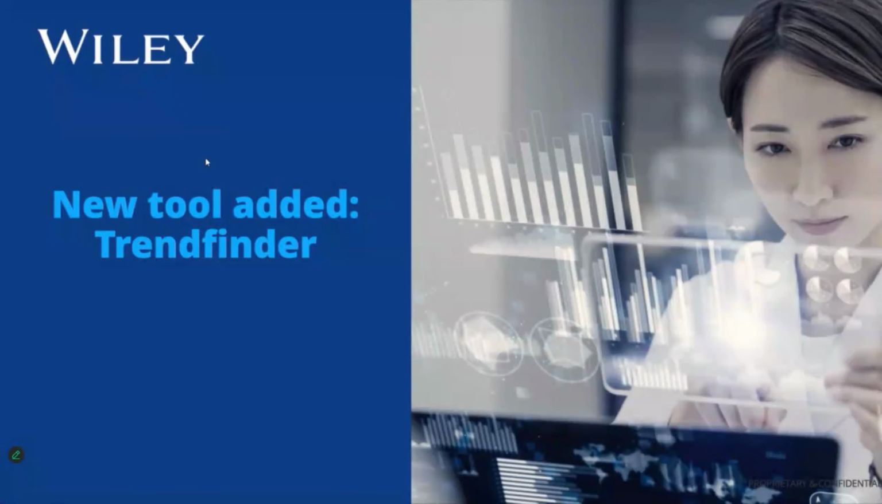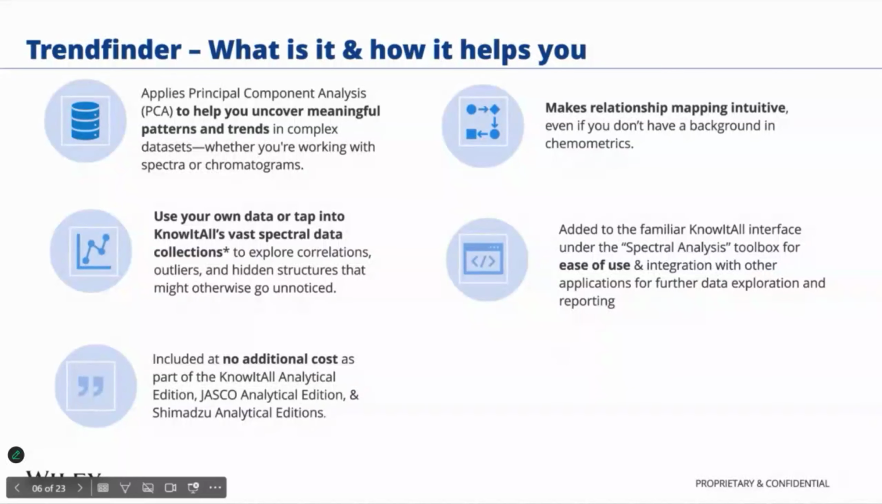So today we'll take a look at the new tool added for 2026. It's called Trendfinder. Trendfinder basically is a principal component analysis tool to uncover meaningful patterns and trends in complex data sets. You can use your own data or tap into KnowItAll's database to explore correlations between data. It's added into Analytical Data, so no additional cost. This tool is very intuitive to use, so it should have a very low learning curve for people who are not familiar with PCA analysis.